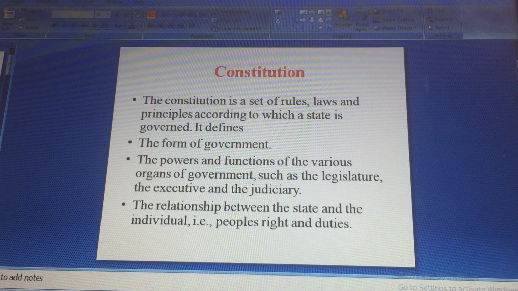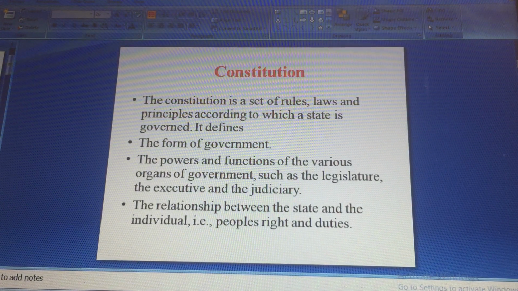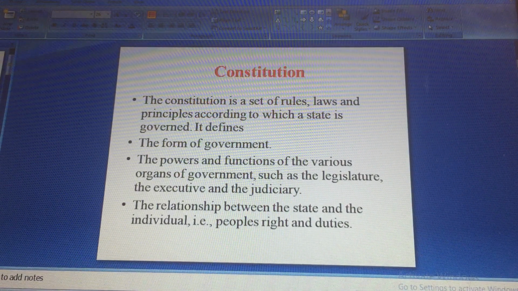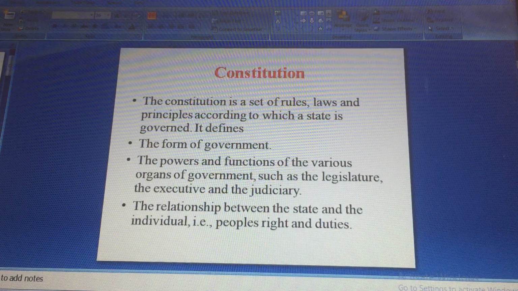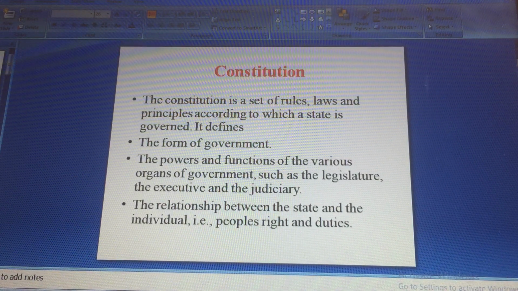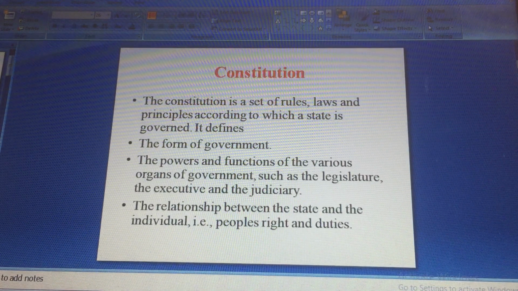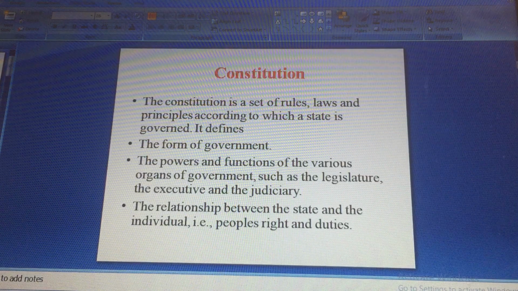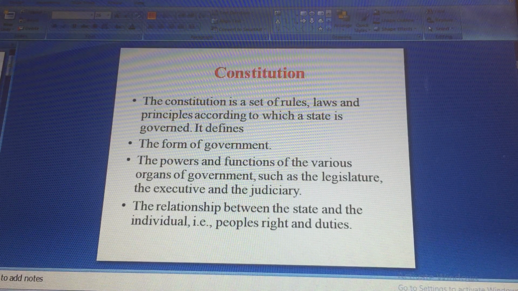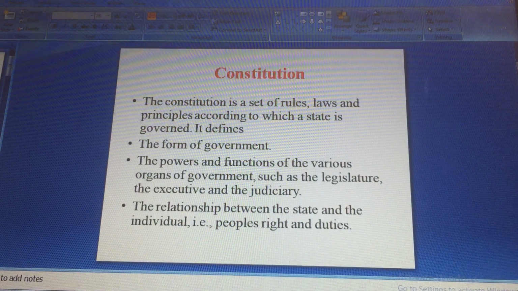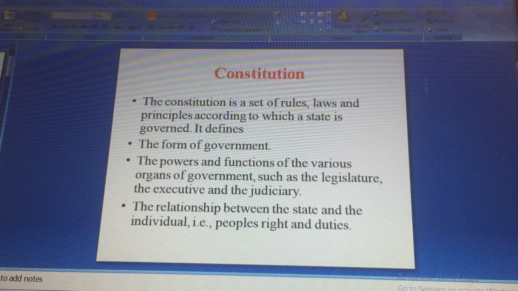So what will be the relationship of a government with its individuals? And what will be the different rights given to the individual in its country and what will be their duties? Every right has a corresponding duty attached to it, which is also clearly mentioned in the Constitution about rights and duties. We'll study that in the later part of the chapter.